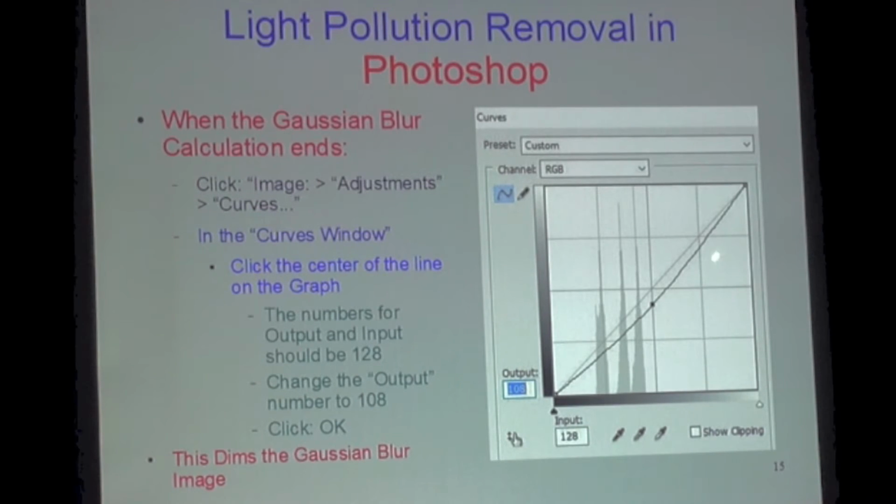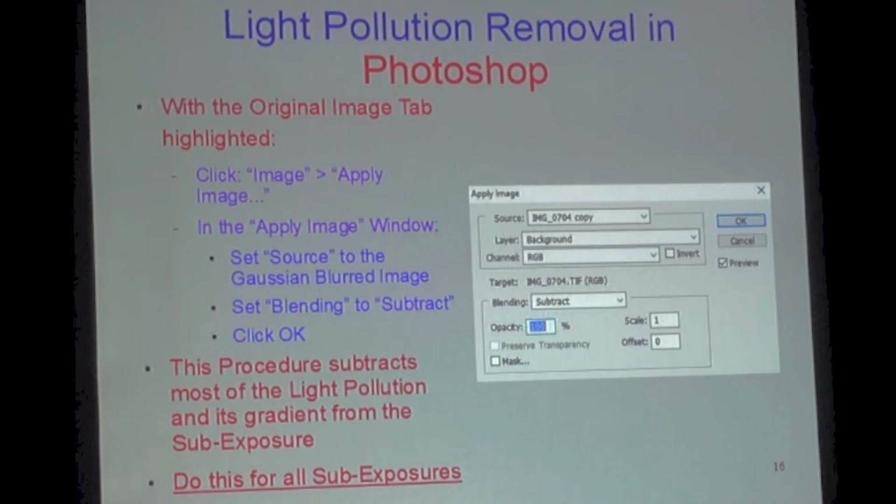So once you've set this up with this curvature, you've dimmed the image on the average. The endpoints are unchanged, as you can see. You click OK, and you've got a dimmed Gaussian blur. So now, with the original image tab selected, you will now see the original image on the screen. You click on Image, Apply Image, and you get this window pop up.